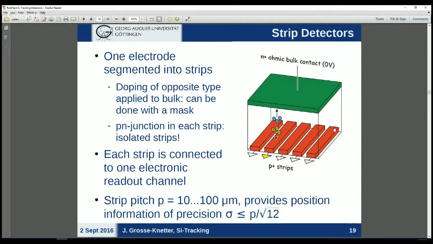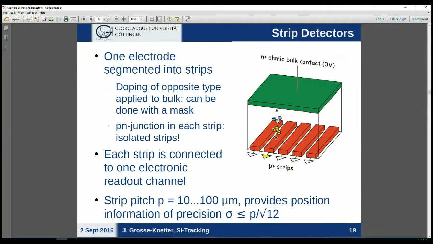So each of those strips in that case forms a separate p-n junction, and between the p-n junction and the bulk, we have a depletion zone. The depletion zone is free of charge carriers. That means they are isolated, and that's what we need to achieve. So each of the strips in that picture is isolated from the others. Then, of course, on top you add a metal layer, and there you have your segmentation. That's the only way to get it in a semiconductor. Technically, that can be done with a mask when applying the extra doping.